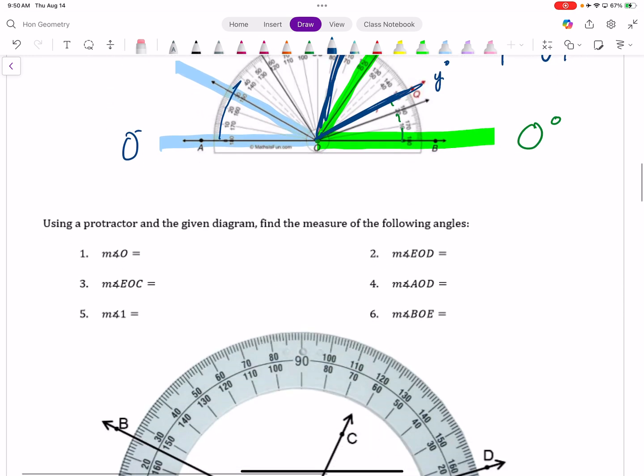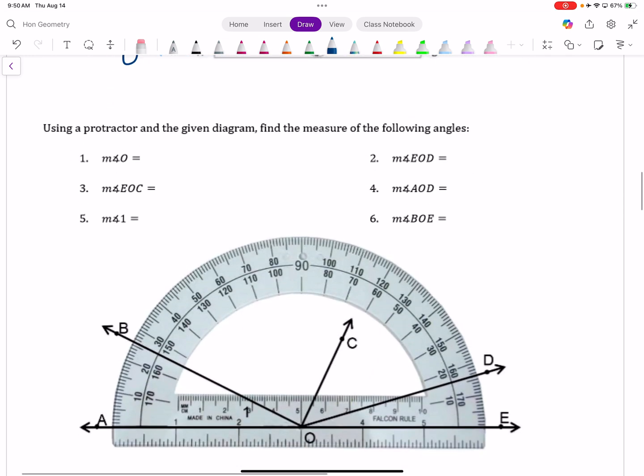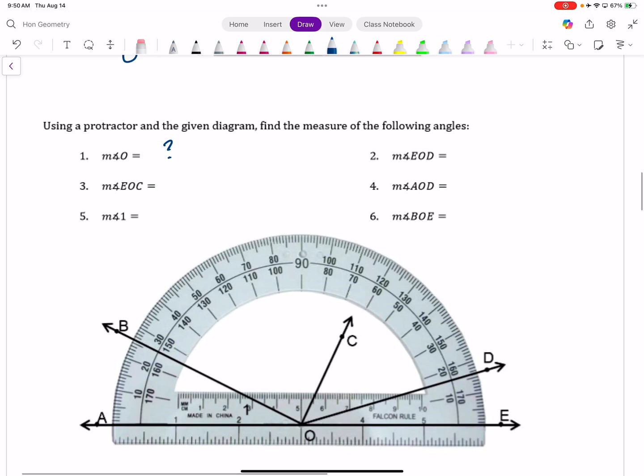So use this protractor to find the measure of angle O. Well, you can't. There's all sorts of angles down there at angle O. That is not enough for us to know what's going on. So angle EOC, though, we're looking at this angle right here. Now here's the problem. I can't tell where it hits the protractor because it's not long enough.